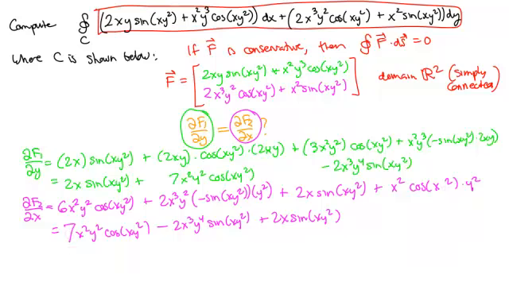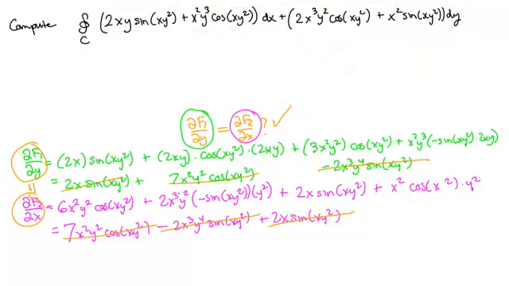And so now we can ask the question whether or not these two things are the same. We'll notice that they both have a 2x sine xy squared, they both have 7x squared y squared cosine xy squared, and they both have a negative 2x cubed y to the fourth sine xy squared. So they are in fact the same thing. Since this checks out, we now know that f is conservative, and therefore, since it's conservative, this closed integral must evaluate to 0.